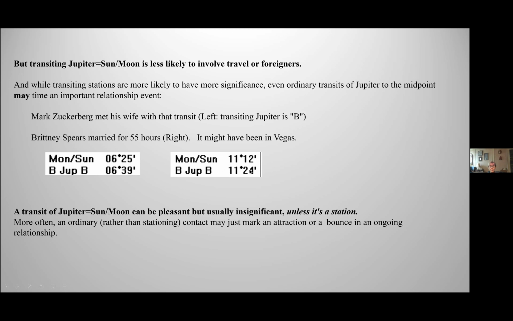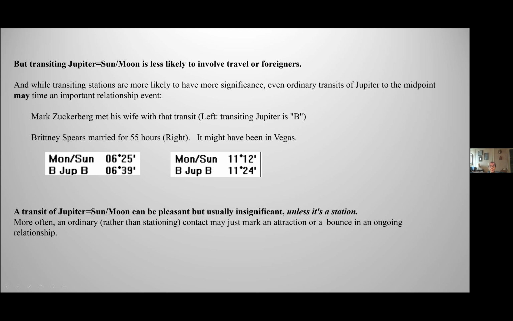She married for, Britney Spears is on the right. Yes. So she married for 55 hours. Here's transiting Jupiter on her Sun Moon Midpoint. This is another one. They might have gone to Vegas. So she actually also might have had that out of town quality. So a transit of Jupiter equals Sun Moon can be pleasant, but it's usually insignificant unless a station.